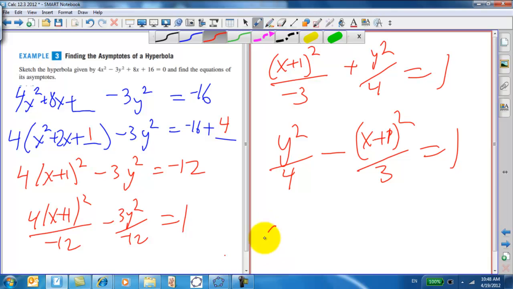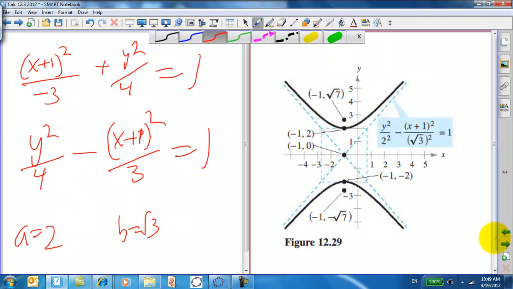So therefore our a is first in the order. a equals 2 and b equals the square root of 3. And that's the form they're emphasizing here. We get our center from these ideas, negative 1 comma 0. And we go 2 each way in the y and square root of 3 each way in the x.